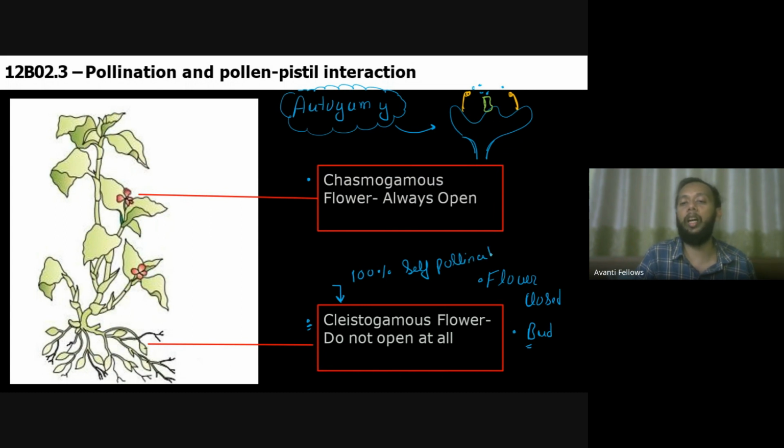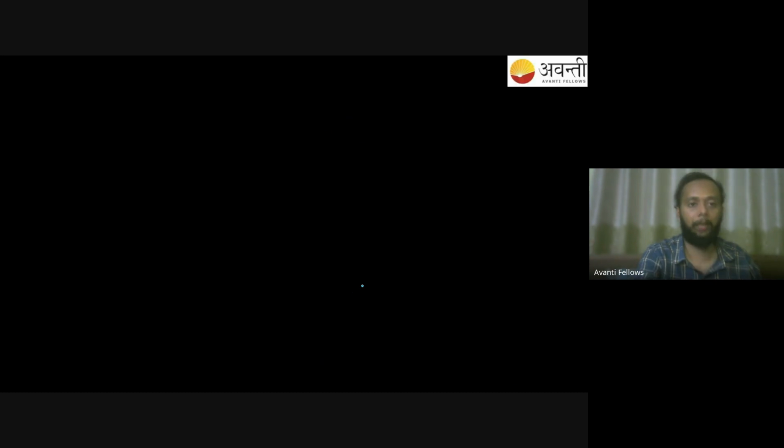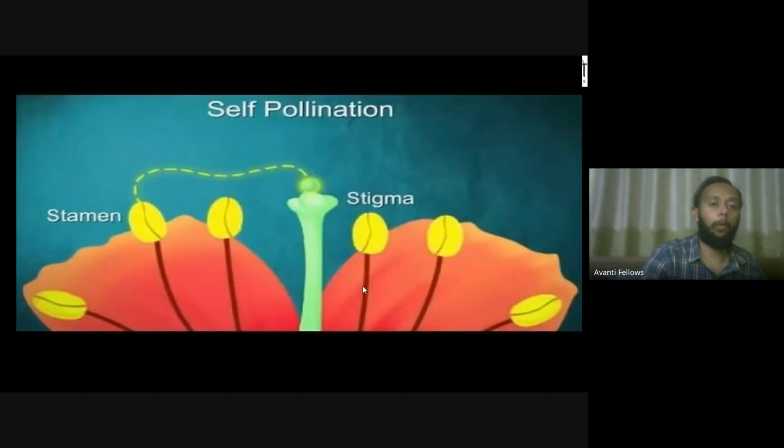There is no chance that my pollen grain can come and sit somewhere else. But I can find some chances are there in chasmogamous that because of wind, my pollen grain might go somewhere else, right? So that is something you have to know. These are the two things. First of all, you have to remember here, right? So here, what is happening? From the stamen, the pollen grain are actually coming out, right? This pollen grain sitting on the stigma.